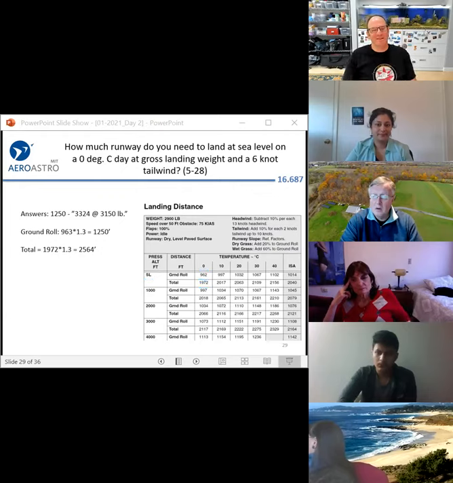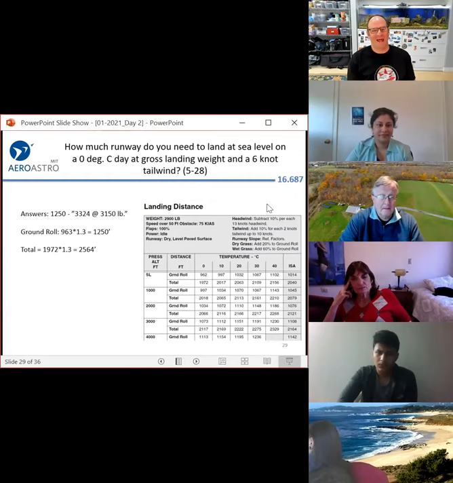And six knots isn't that much, but it has a big effect on runway length. So that's another good reason to stick to that airline rule of planning to land within 60% of the available runway.